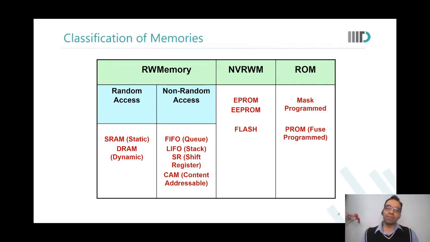One set of memories is random access, which are static RAMs and DRAMs. But then on any chip, you would also have stuff like FIFOs. Have you heard about first in, first out FIFOs, which are used to implement queues? You also have last in, first outs, which are used to implement stacks. So when you do programming, in data structure courses, you must know about stacks. So there are memories which would be used to implement stacks.